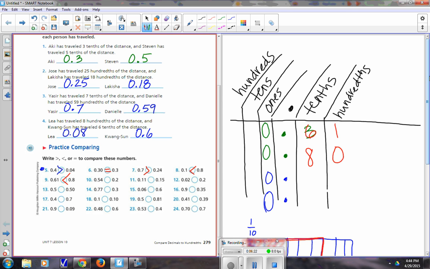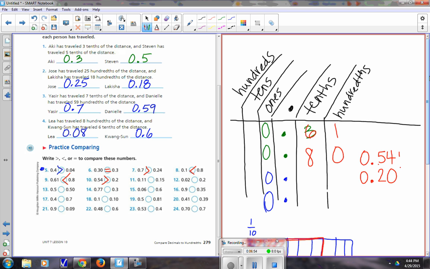Another way that you can do this is if you take your decimals, so I'm looking at number 10, and I write 54 hundredths, and I line up your decimal, 2/10, or you can put your placeholder in here, 20 hundredths. Which one is more? 54 hundredths. So you look at 54 and you know 20, you know 54 is bigger.